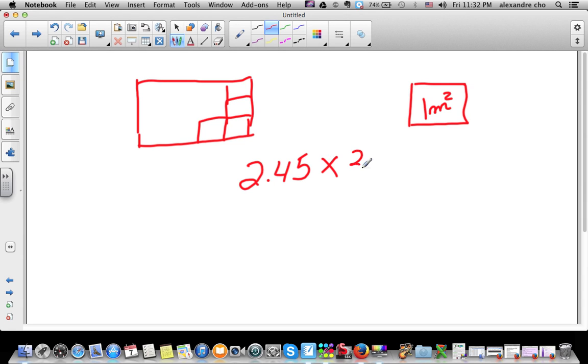It's 32 meters squared. So this one is just a simple multiplication problem. So 2.45 times 32 equals, I'm going to end up paying $78.40. Okay, which is very cheap.